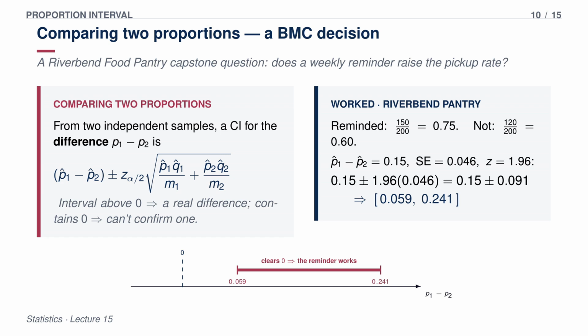The whole thing clears zero. So with 95% confidence, the reminder really does lift pickup by somewhere between 6 and 24 points. The pantry keeps it. That's statistics defending a decision.